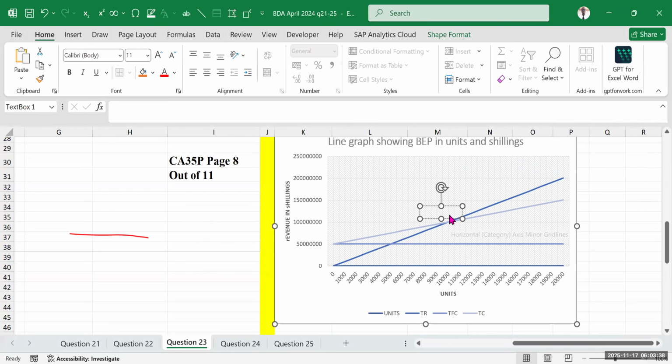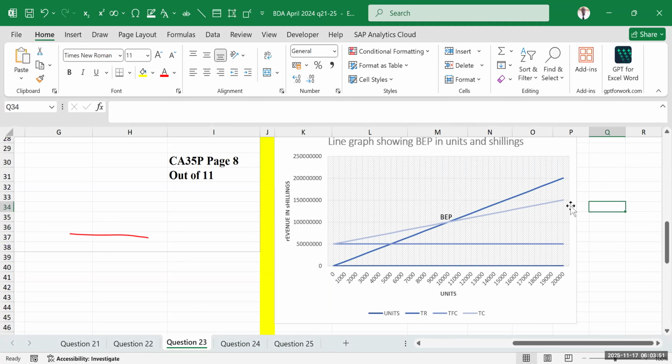Now, I want to show mine here, and I just say BEP, break even point, like that. So you can move it to where you want, so that it's written just on top of that point. So the examiner will see that this is the break-even point.